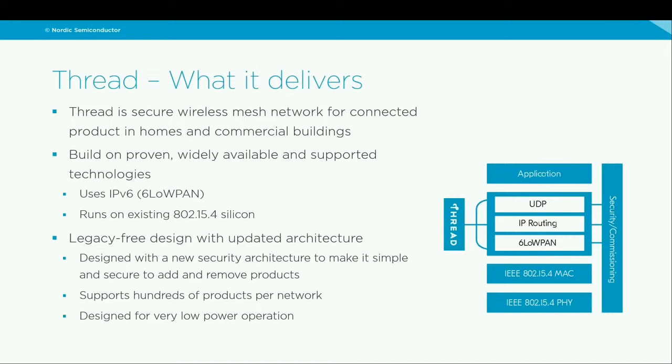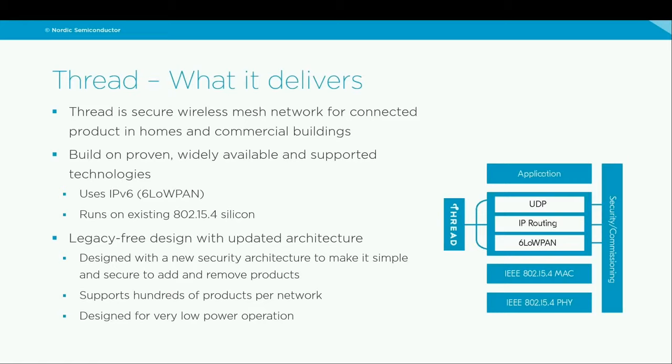Thread brings the internet to the Internet of Things by using the internet's proven open standards to create an Internet Protocol version 6, or IPv6, based mesh network. This is something unique for Thread because in other open mesh technologies like Bluetooth Mesh or Zigbee, IPv6 is not used.